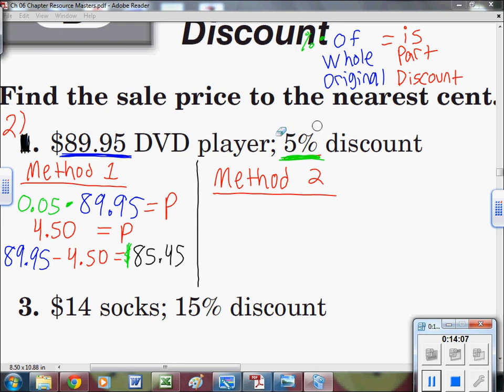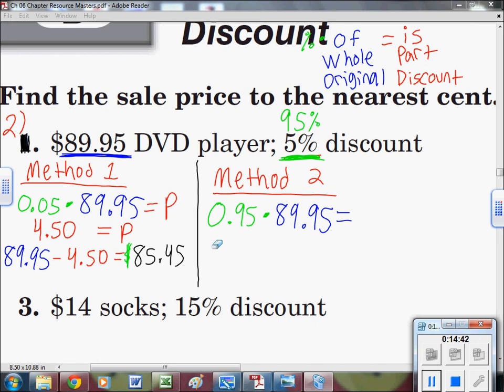In this method, we're going to immediately subtract out our discount from our 100%, because if we were paying 100%, we'd be paying the full $89.95, but we're getting 5% off. So we're only paying 95%. That's how much we're paying of the original, regular price. So that means we're going to find out what is 95% of $89.95. So do your 0.95, and we're going to multiply that by the $89.95. And this right here will tell you what your final price is already. That's going to be straight to the point.